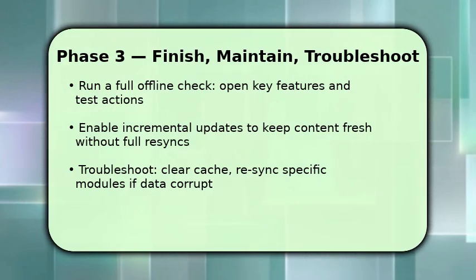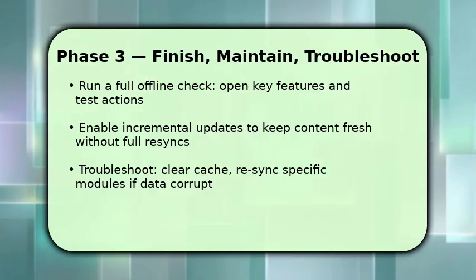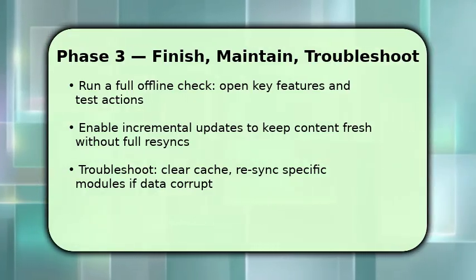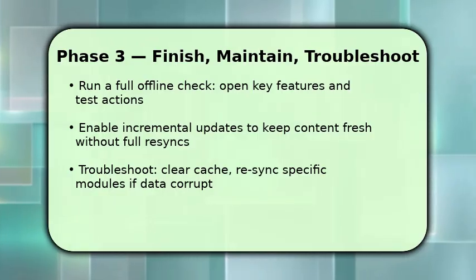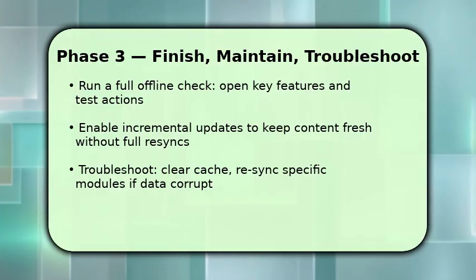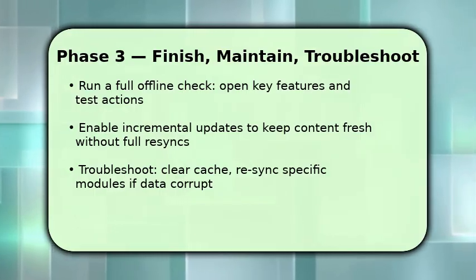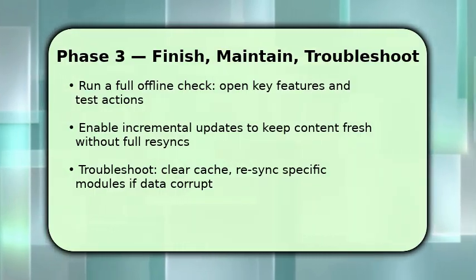Finish by validating the offline experience. Open main features and simulate a network loss to confirm functionality. Once validated, enable incremental updates so the app downloads small changes instead of full resyncs. This saves time and bandwidth.